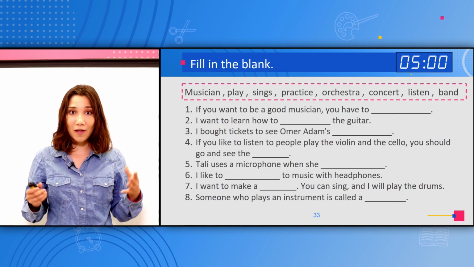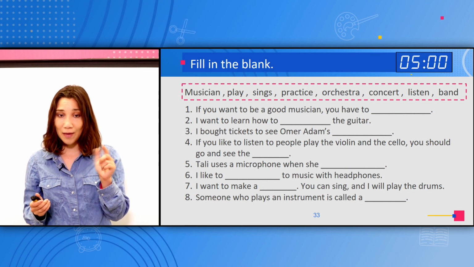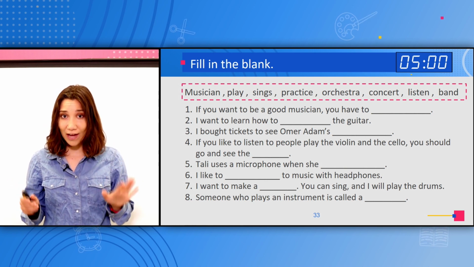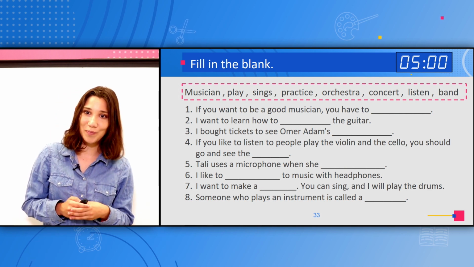So, fill in the blank. Read the sentence and choose the word that best fits. You have 5 minutes, so go ahead and write down the words in your English notebook, and then we'll check.